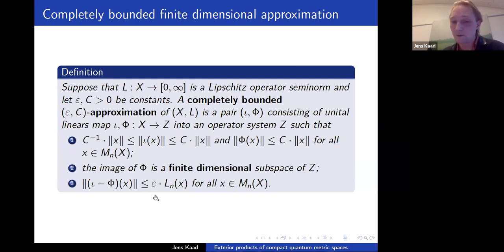So I have the same inequality as before, but it should hold for all n by n matrices with entries in X. So here it's important that I can apply my seminorm to a matrix of operators inside X in some controlled fashion, which is what I'm saying when I say I have a Lipschitz operator seminorm. This is a completely bounded finite dimensional approximation, and now comes the definition of a completely bounded compact quantum metric space.